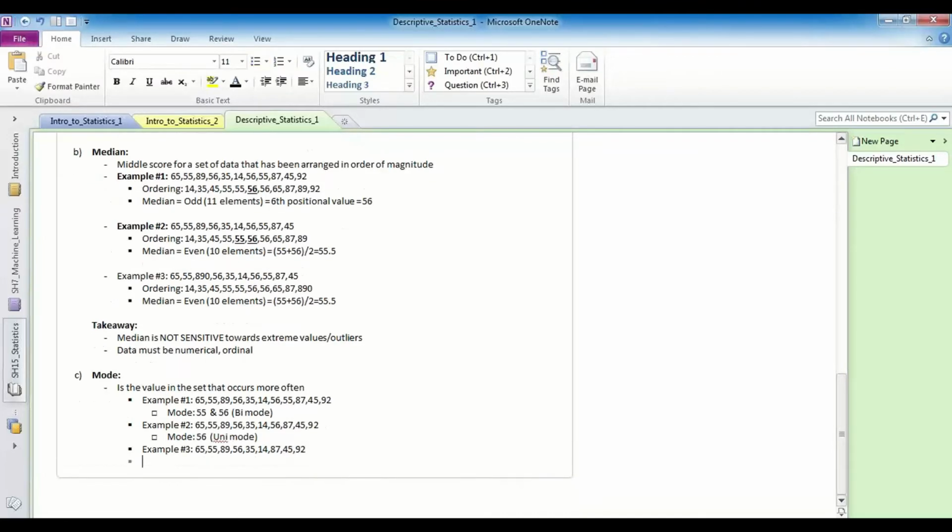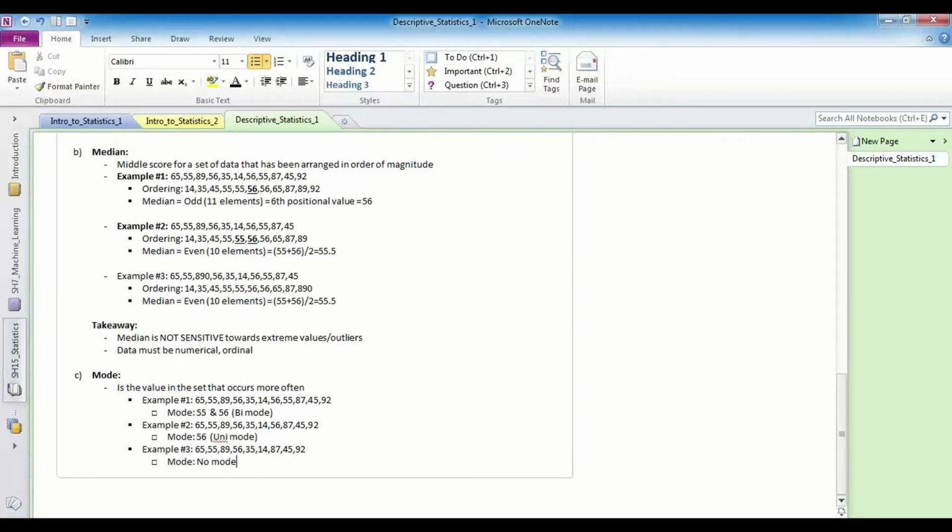Guys, let me pick a person. Shashank, what is the mode of it? There is no repeating number, sir. I think there is no mode. Excellent, right? Don't say that it is like a penta mode or a deca mode.